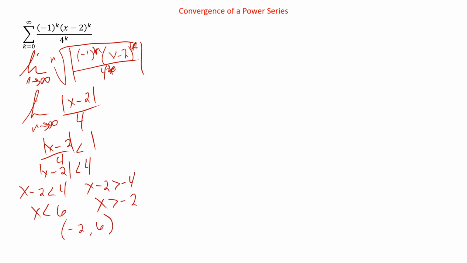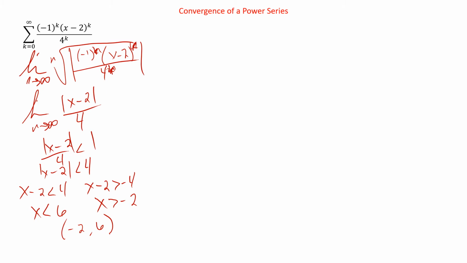That doesn't tell us about the endpoints. For the endpoints, that would be when it equals 1. The root test doesn't do us any good there. So what we need to do is plug in what happens when x equals 1. Or not 1. What happens when x equals negative 2? What happens when x equals 6? That's what we need to plug in. So we look at those individually.